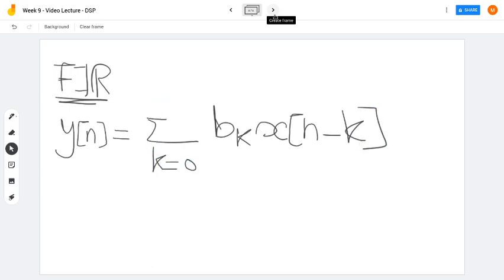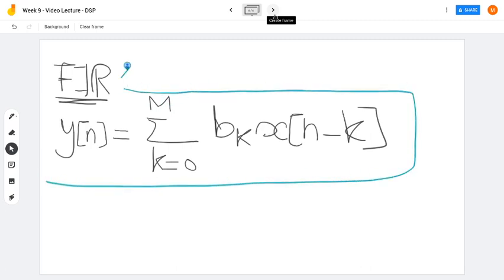And if you remember, the LCCDE had another summation for y of n minus k. But since we are talking about FIR filters, it means we have no feedback and ak will be 0. So an FIR filter simply means we have no feedback and then ak will be 0. And if you remember from the introduction chapter, this kind of system will simply look like this.